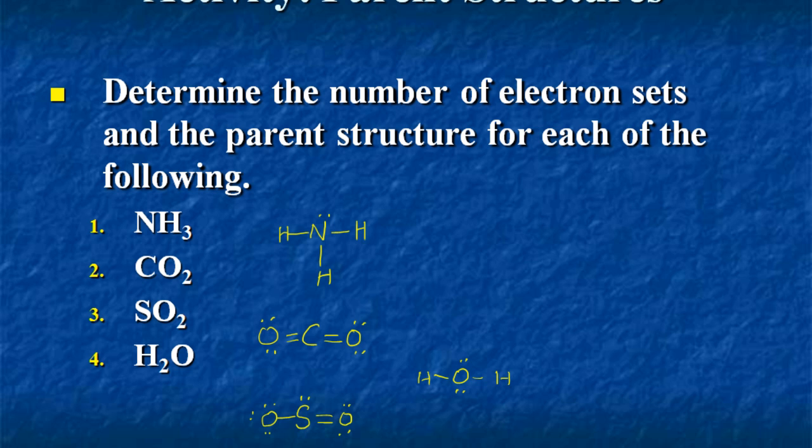So it says how many electron sets and the structure. Ammonia, NH3, we said 4 sets. 4 sets means what is the parent structure? Tetrahedral. 4, tetra, so tetrahedral. When you have CO2, 2 is linear. SO2, 3 is trigonal planar, and H2O again is tetrahedral, right? So these are our parent structures. Everyone knows how to identify the parent structures. Good. Once we have that, we are ready to do the actual shape of the molecule.